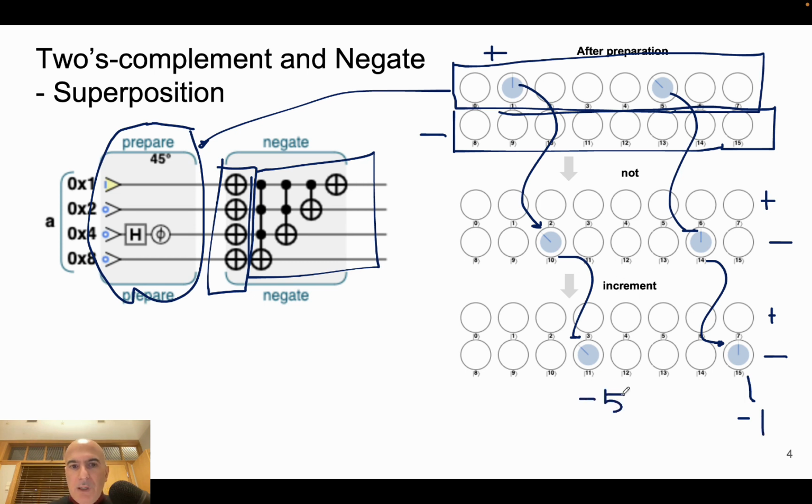Remember that it's extremely important that we keep track that we are using the specific representation for representing negative quantum numbers. So in this case, this is not state 11, but instead is state -5, and this is not state 15, but is state -1. So this is the last slide of this lecture, and talk to you soon.